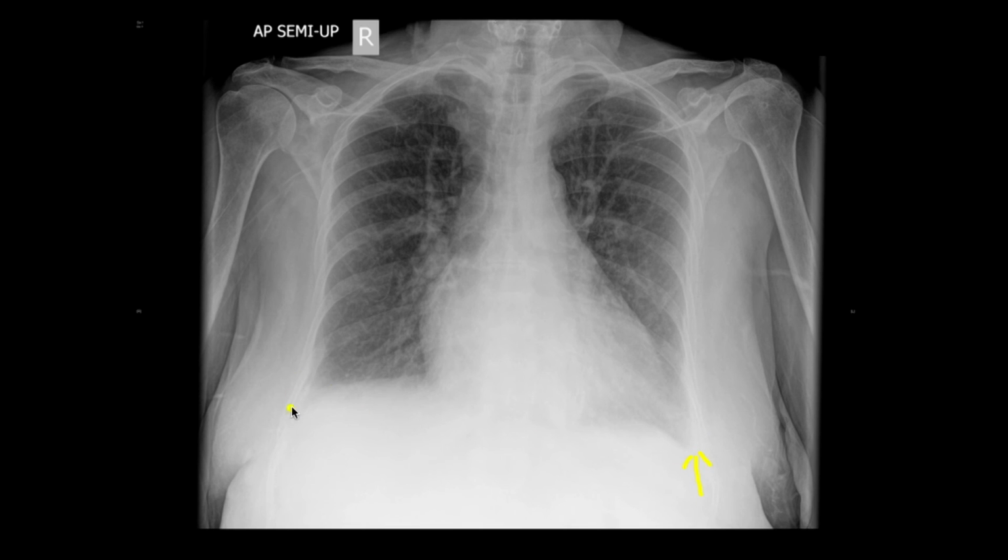And again, you can't see the costophrenic sulcus here very well, and particularly when they're semi-erect, sometimes the fluid drains posteriorly and collects posteriorly, so we may not necessarily see it, but we should be able to see a sharp costophrenic margin. So in this patient, it's concerning for small bilateral pleural effusions. And you can also see that there's some increased density in the retrocardiac lung, so quite likely that the patient also has some consolidation in the lung behind the heart.